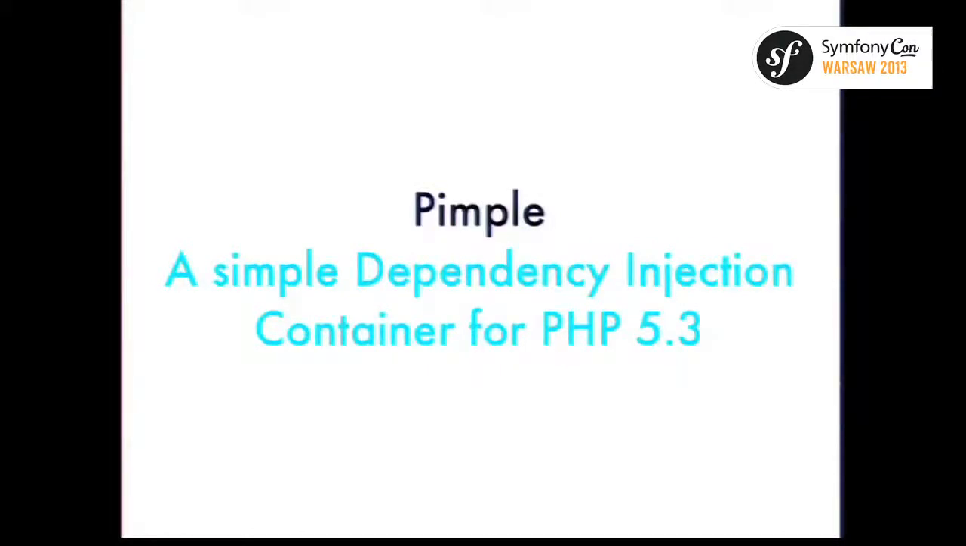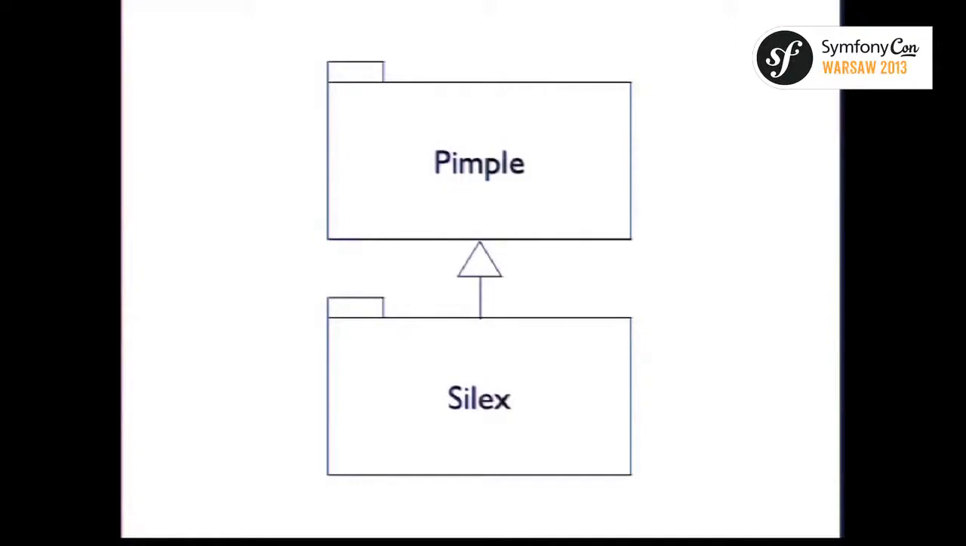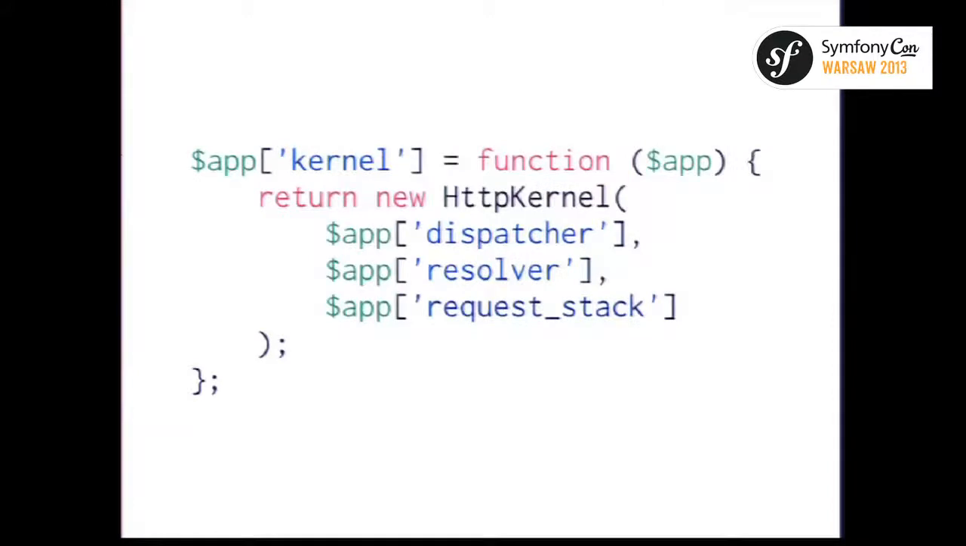To start with, I'd talk about Pimple. Silex actually extends Pimple. It's a small dependency injection container for PHP. You use it like this. You assign factory functions to the container using the array access notation, and those factory functions actually get passed the container itself as a parameter when they're executed. So the actual factory function can then call and request other services from the container.